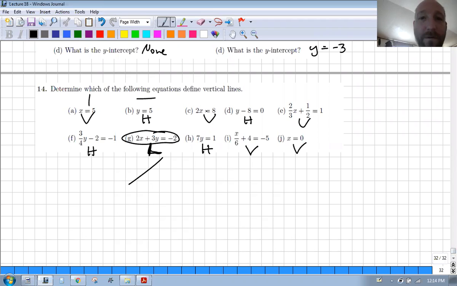Vertical, horizontal, vertical, horizontal, vertical, horizontal, linear, horizontal, vertical, vertical.